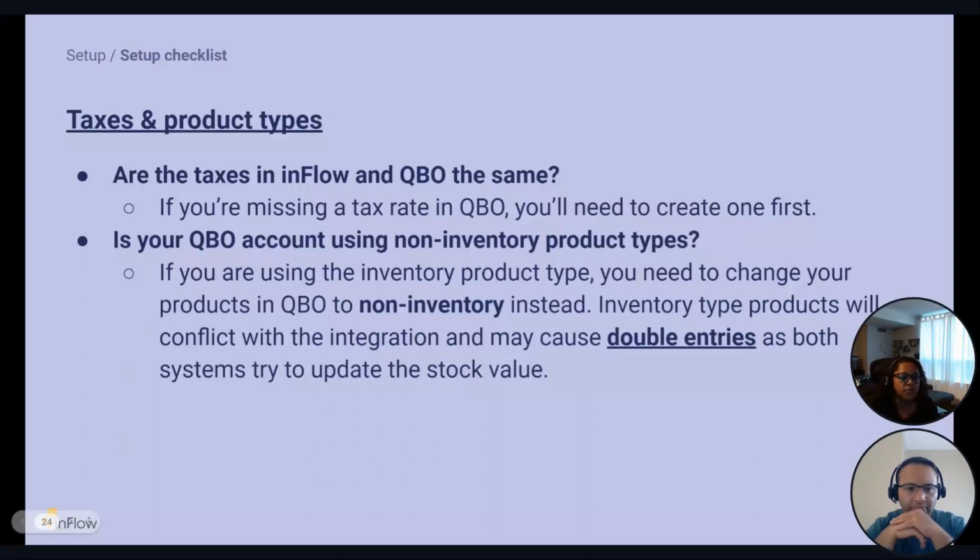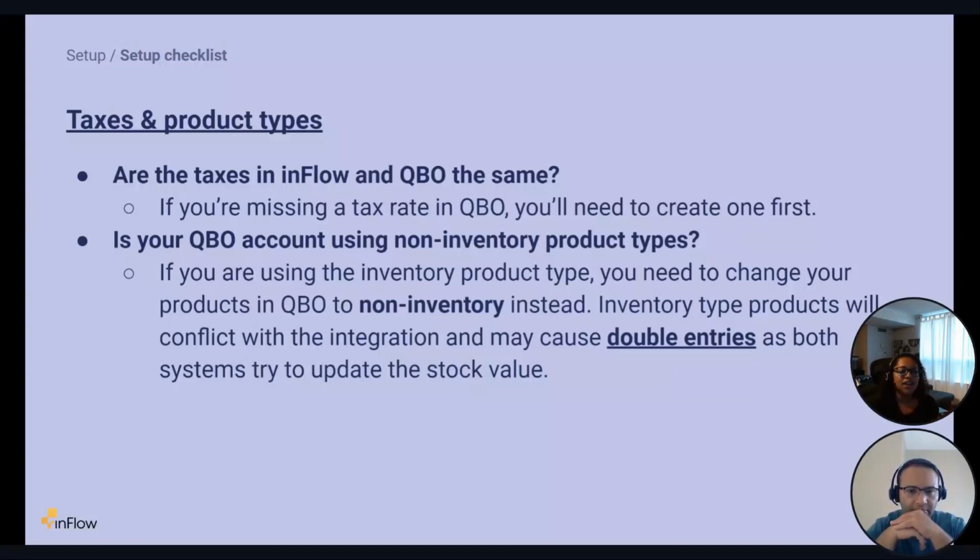And lastly, is your QBO account using non-inventory product types? This is very, very important for inventory value. Again, if you're going to be using the inventory value feature for QBO, you definitely need to ensure that the products that you're tracking in inFlow are listed as non-inventory product types in QBO. So if you are using an inventory product type in QBO for the same product that you're tracking in inFlow, you do need to change your products in QBO to non-inventory.